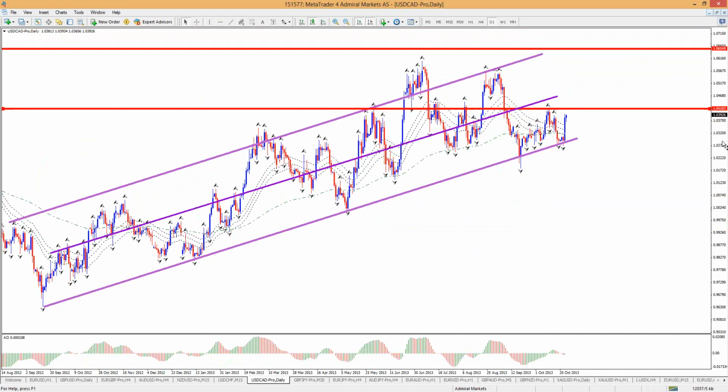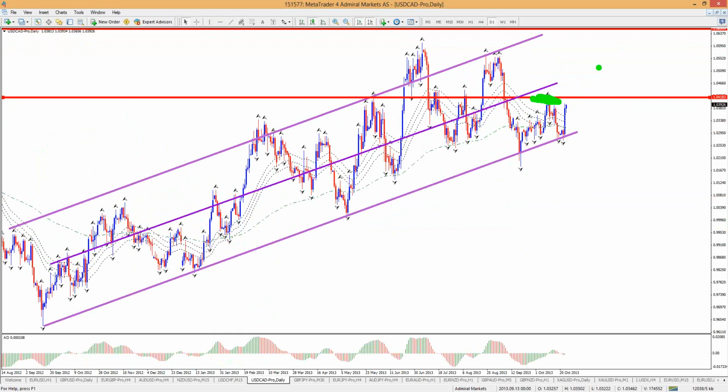So 104.18, very key top. A break of that would show that bulls are in control, and we could expect that there is space to the upside. So I hope that makes sense. We'll keep an eye on it.